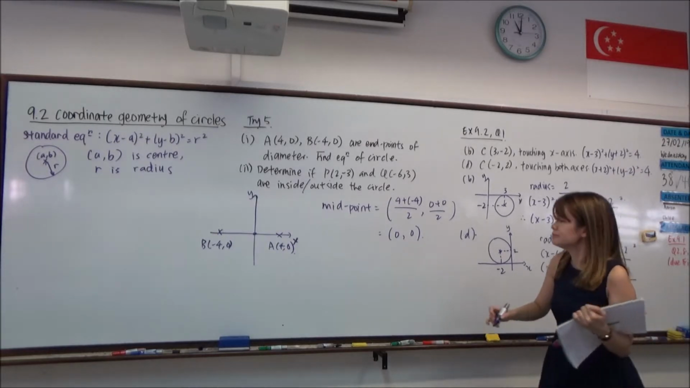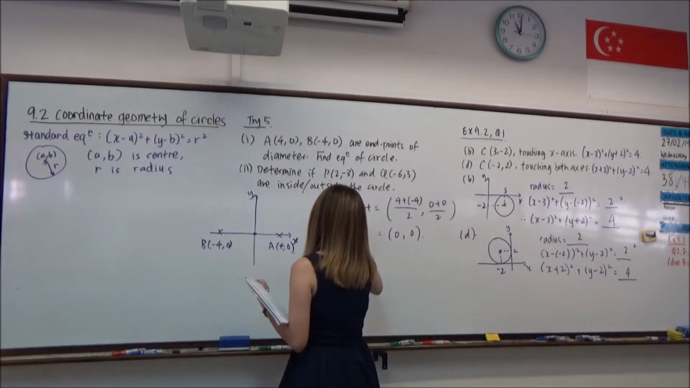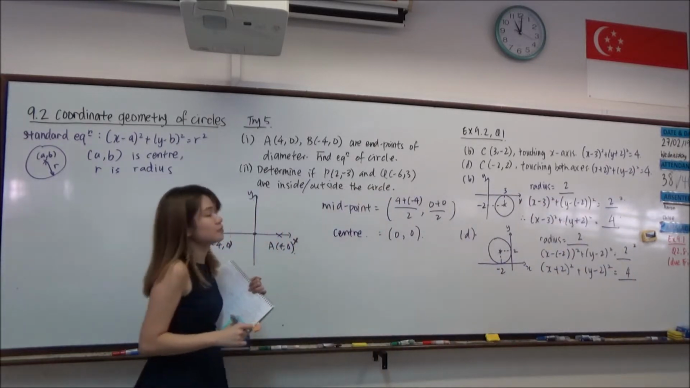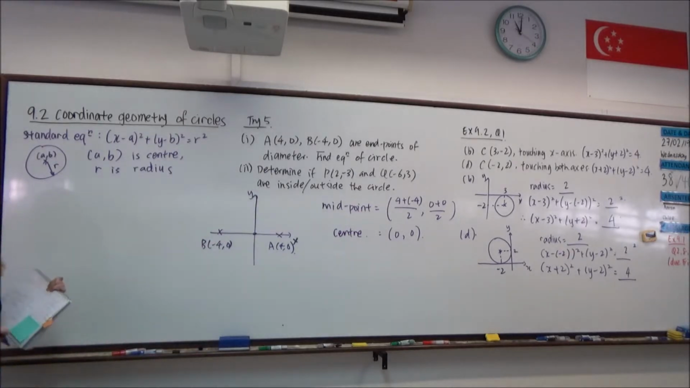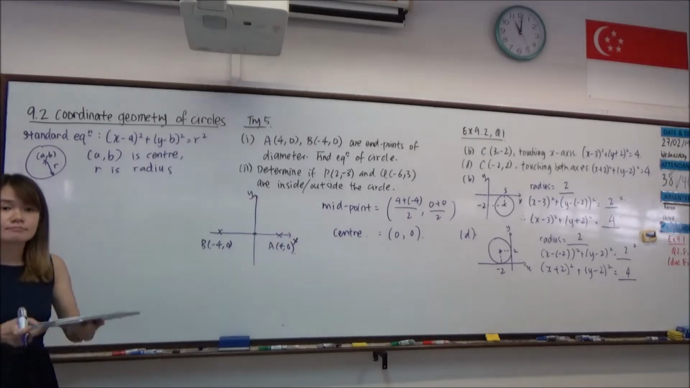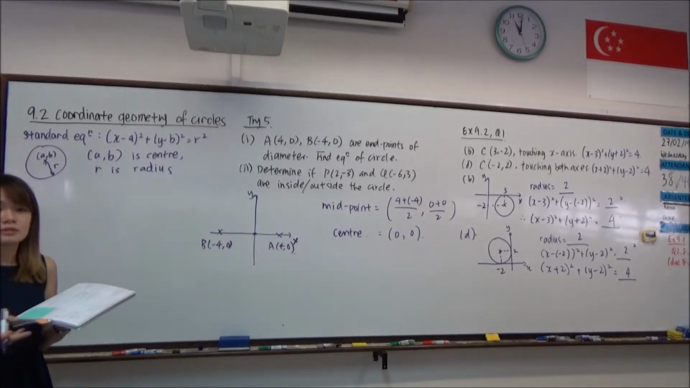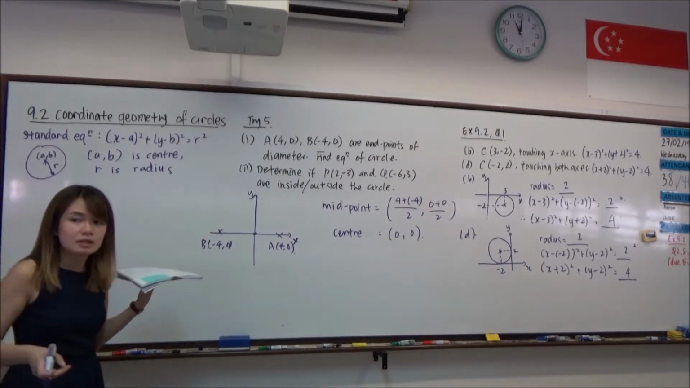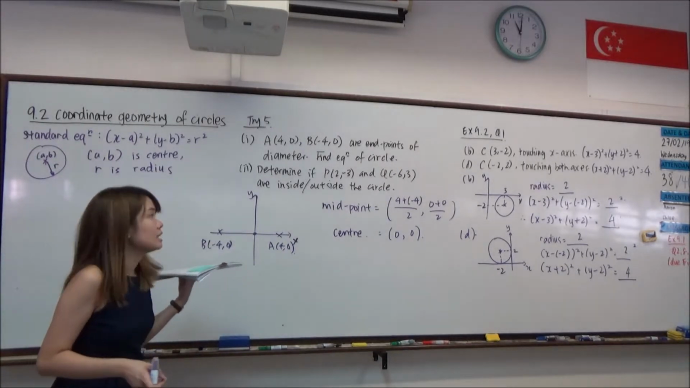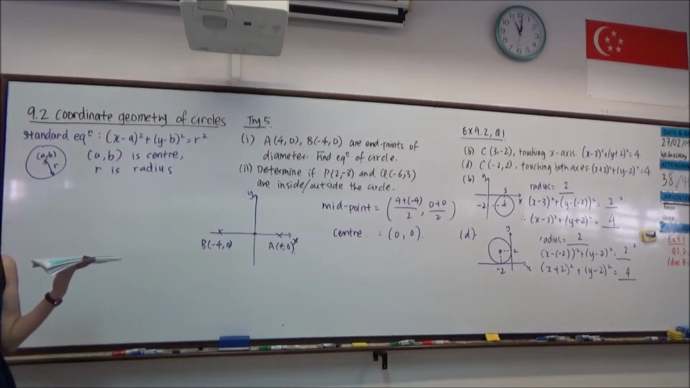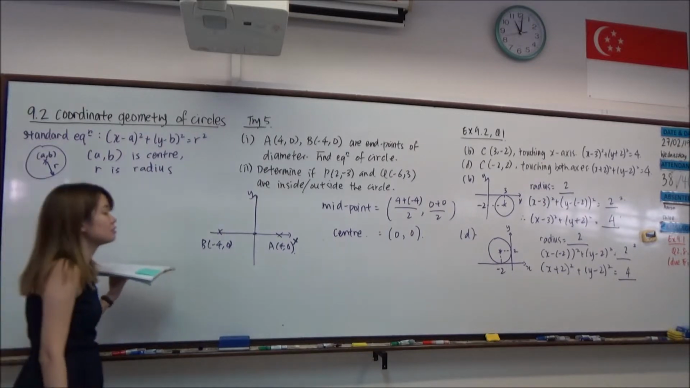So the center will be at 0, 0. Then how do we find the radius? The length of the line segment, then after that we divide by 2. But in this case, if I have a diagram drawn out like that, would it be easy for us to interpret what the radius is? It will be 4, right?